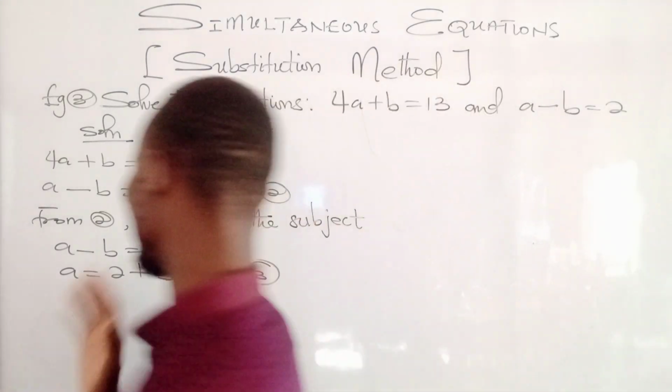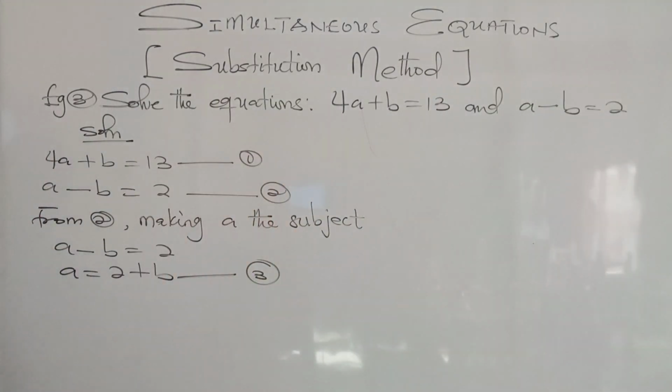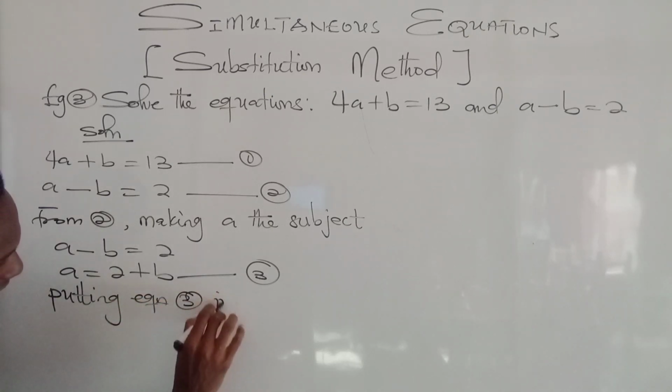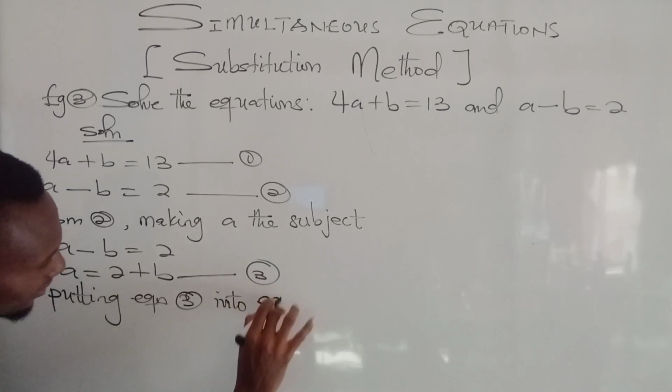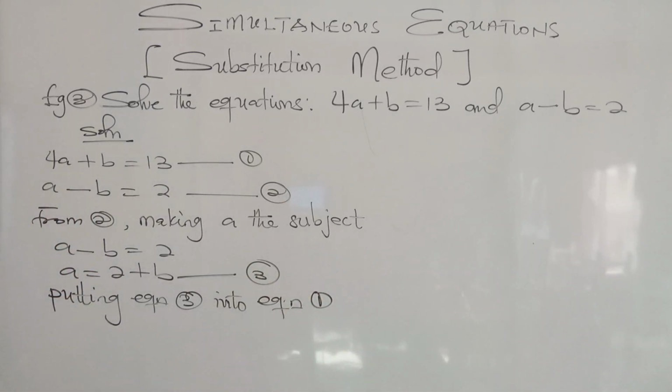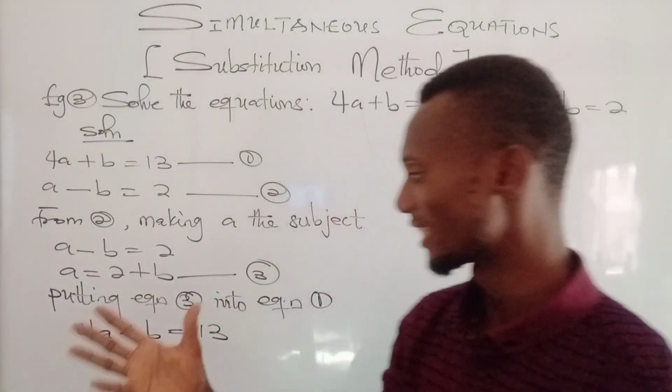So let's go ahead and substitute equation 3 into equation 1. I'll write: putting equation 3 into equation 1. I hope you agree and you understand up to this point. Now equation 1 is given to be 4A plus B equals 13. That's our equation 1, and we are going to put equation 3 into it.